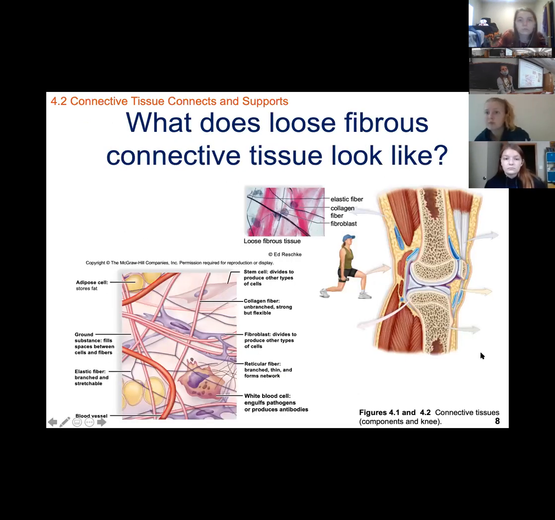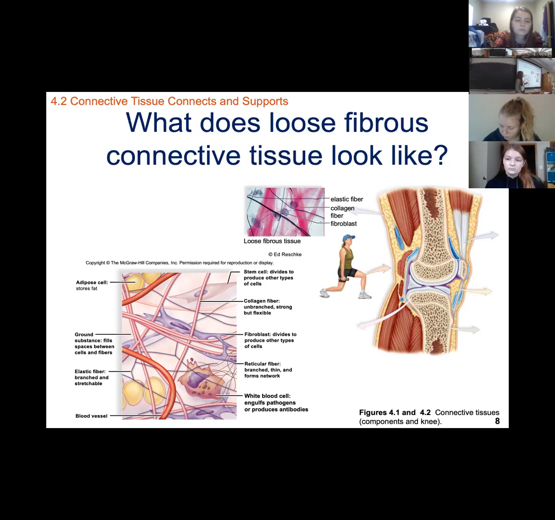So here's a great example. What does loose fibrous connective tissue look like? Okay, so here's an adipose cell. It stores fat. It says ground substance. This fills the space between cells and fibers. So while cells and fibers are super, super small inside of your body, you have to think that there is still space between them. Even though you think of all of the cells of your body being very small and close together, there is space between them. You have that elastic fiber. It's branched and it's stretchable. It's kind of showing it looking a little bit like the darker purple lines.